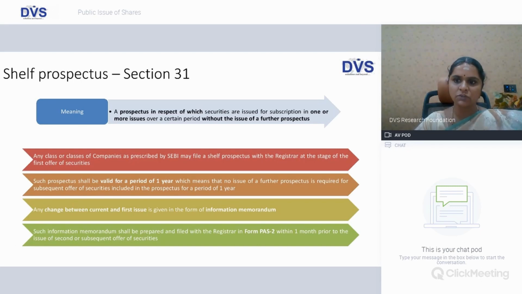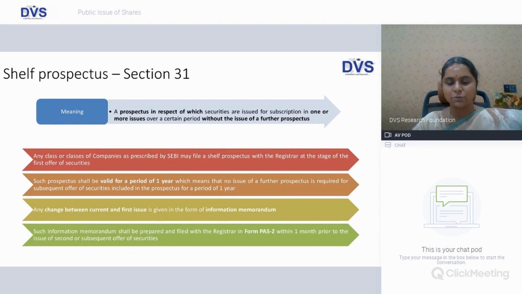So those class of companies which are permitted by SEBI may file a shelf prospectus with the registrar at the stage of first offer. And such prospectus is valid for a period of 1 year. So you cannot use the same shelf prospectus during the next sub offers if it is going to be over and above a period exceeding 1 year. And this is valid till the subsequent offer which is made within that 1 year.